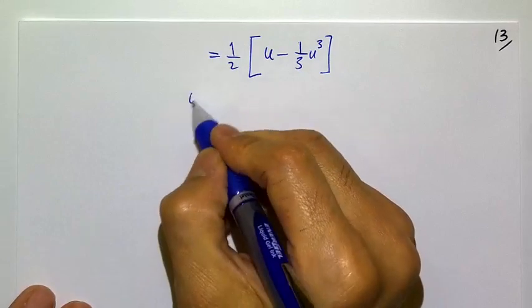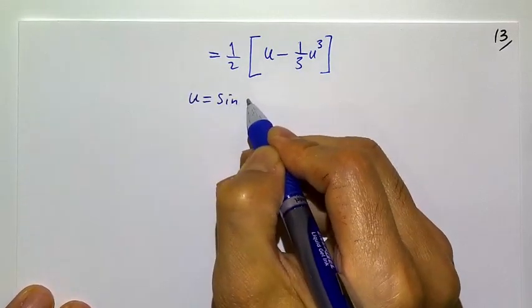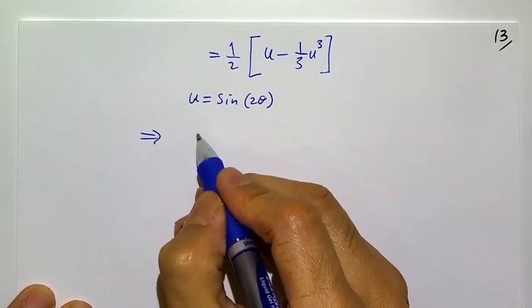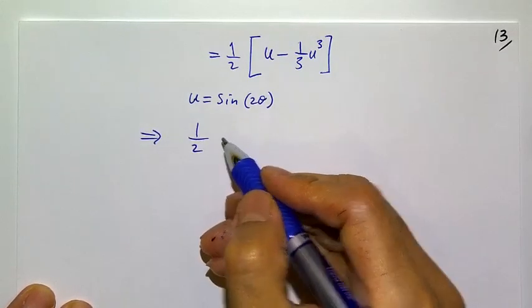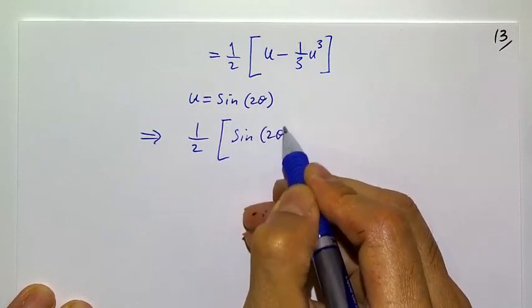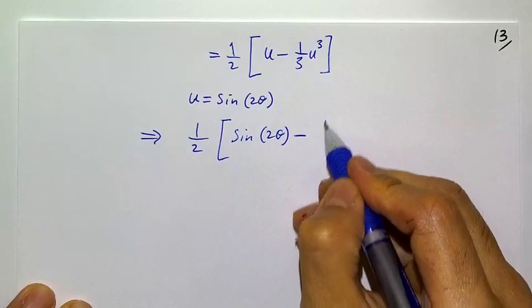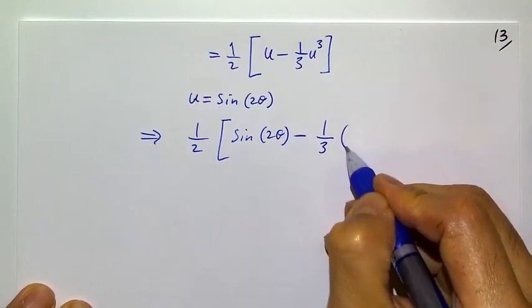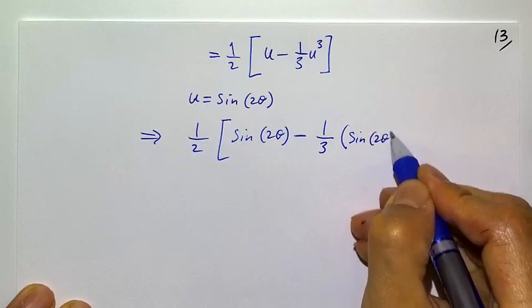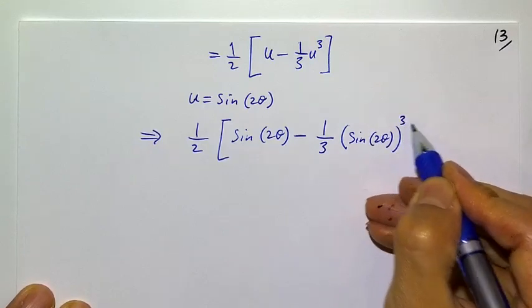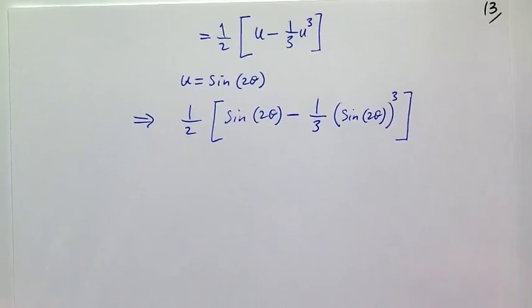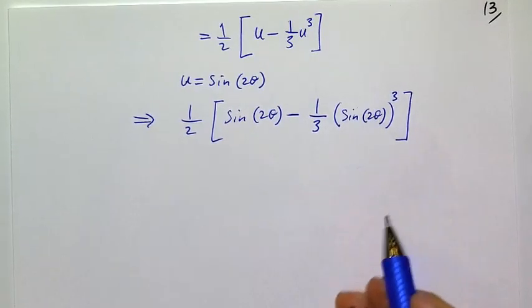So u equals sine of 2 theta. Therefore, we have 1/2 of sine 2 theta here minus 1/3 sine 2 theta cubed, like that. Or sine cubed 2 theta.